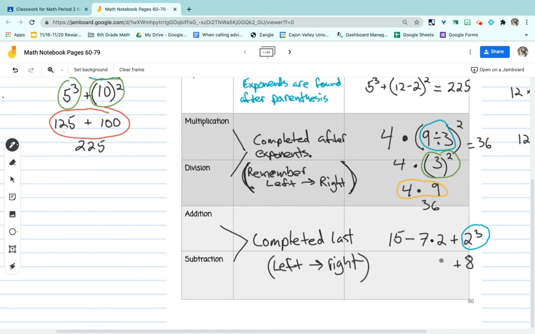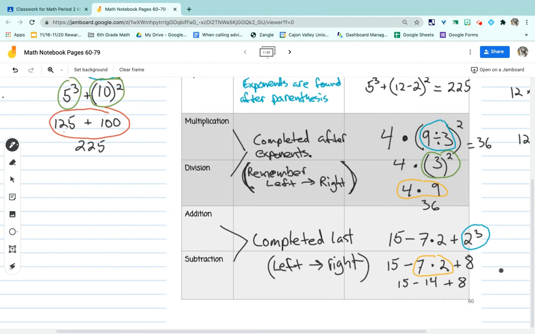This will be 15 minus 7 times 2 plus 8. Okay, so there we go. Next, we would look at multiplication and division. And I see one multiplication portion of the problem here, and that's right here. 7 times 2. So that's what we're going to do next. So 7 times 2 is 14. Then I still have the 15 minus 14 and plus 8.